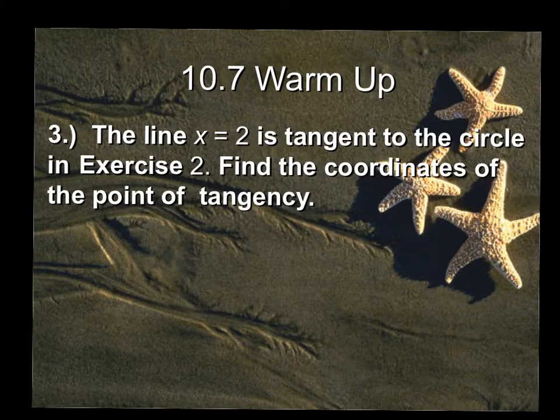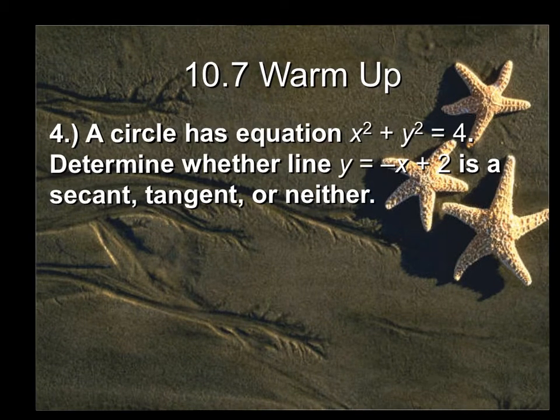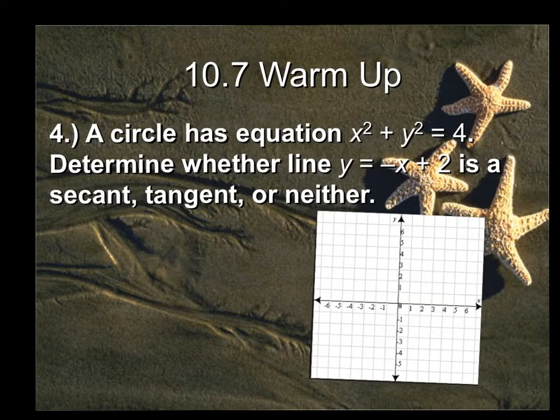Okay, 3. The line x equals y is tangent to the circle in exercise 2. Find the coordinates of the point of tangency. Okay, 4 says a circle has an equation of x squared plus y squared equals 4. Determine whether the line y equals -x plus 2 is a secant, tangent, or neither. Okay, so I'm going to start by graphing it. So my center, if it's x squared, y squared, would be what? 0, 0, and the radius would be 2. So point here, to the right 2, up 2, left 2, down 2.